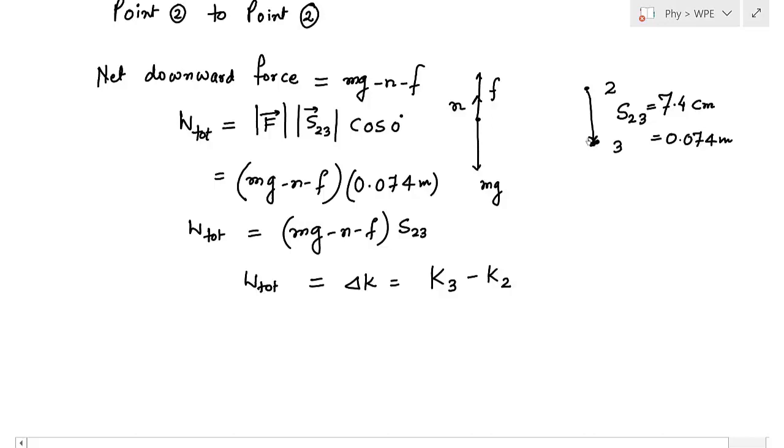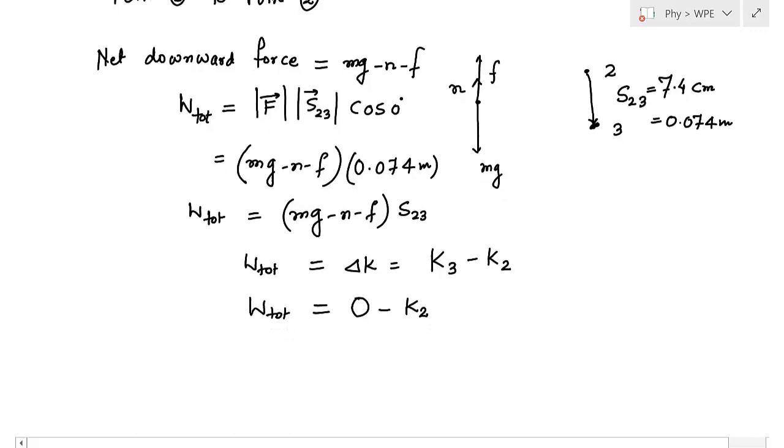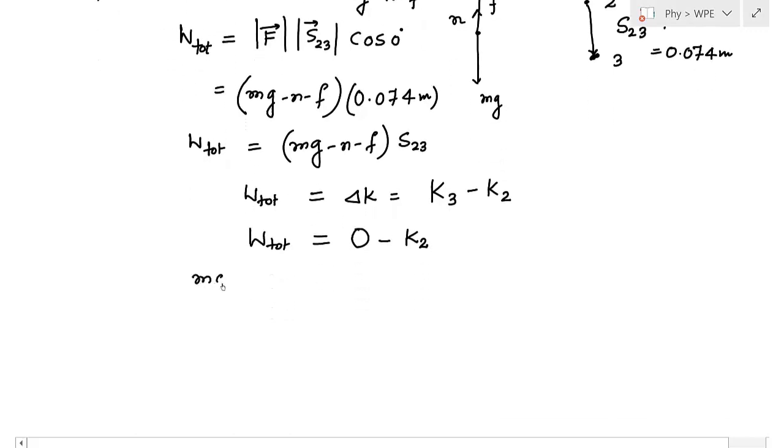Now at point 3, basically this hammer is going to come to rest. So velocity at point 3 will be 0. If velocity is 0, then kinetic energy will be 0. So I can also write K3 is 0, that is kinetic energy at point 3 is 0, and this is minus K2. So this is total work done. And now we know total work done is nothing but mg minus n minus F times S23, and this equals minus K2.